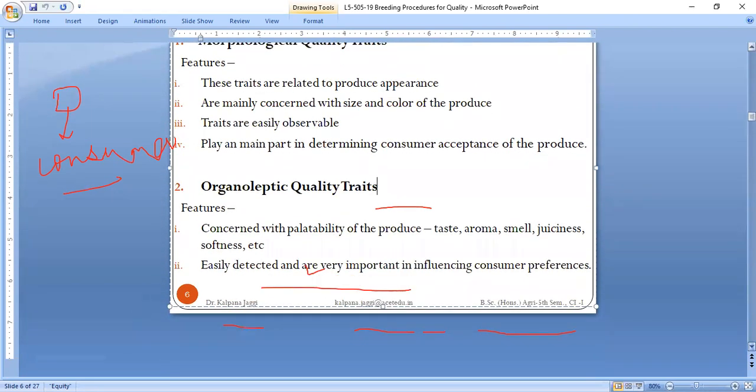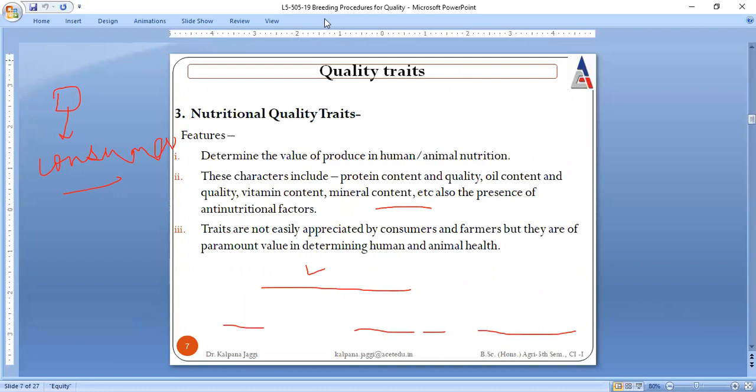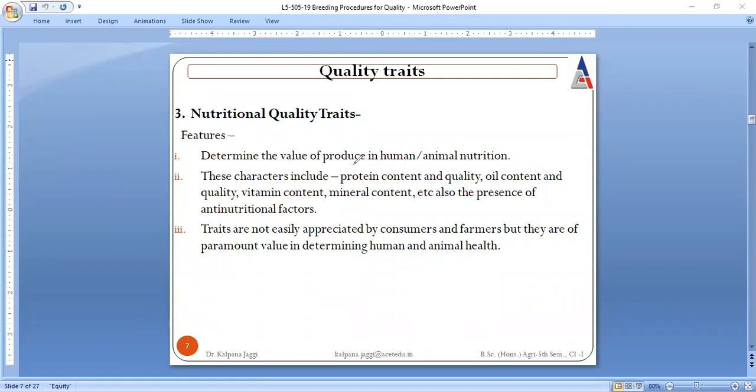The next is nutritional quality traits. Nutritional, as the name itself is indicating, means that when we say quality, quality should determine the value of produce. That means quality should be of a parameter such that whenever it is consumed by human or animal, it provides balanced nutrition to the human being or to the animal.